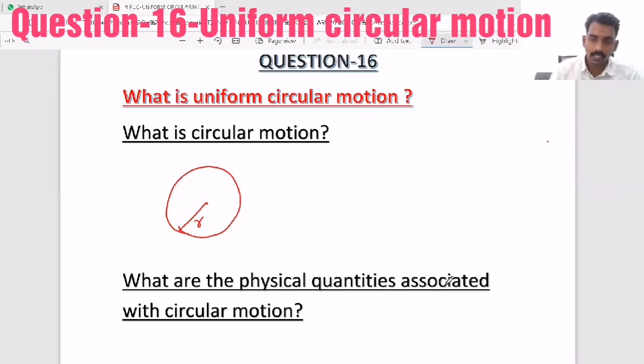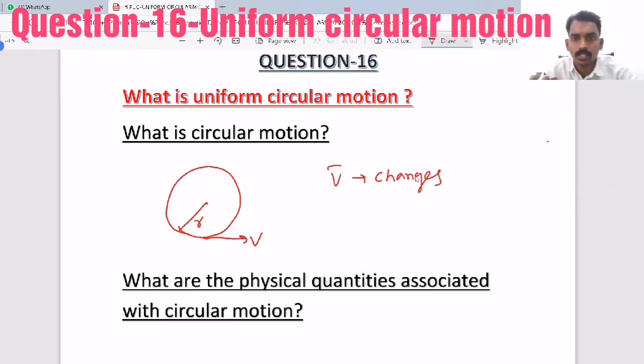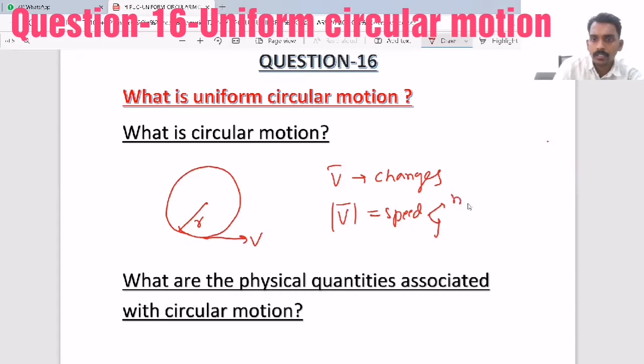Here r is the radius of the circular path and let's take v as the speed of the particle at any one instant. The one thing we need to understand is the direction of velocity. So v bar changes continuously when the particle is in circular motion, as the direction keeps on changing. But the magnitude of the velocity, that is nothing but speed, may or may not change.